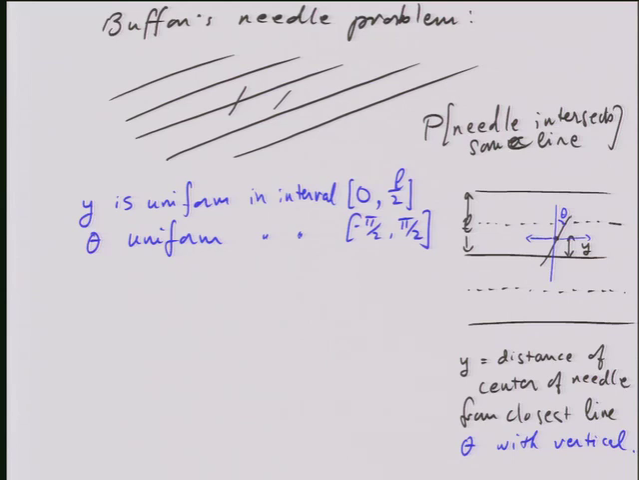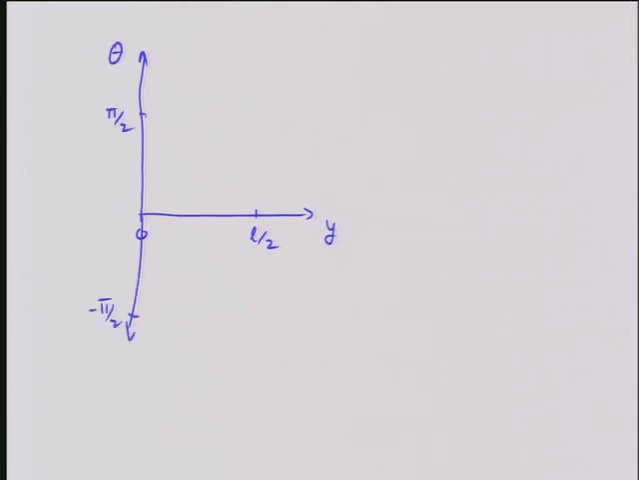Okay, so this is a slight generalization of what we've been looking at so far, right? So what are we saying? To pick where the needle lies, we must pick, first of all, y, which is between 0 and L over 2. And we must also pick theta, which lies between pi over 2 and minus pi over 2. So what we are doing is picking a uniform point in this rectangle. That's what it means to pick where the needle landed and how it was oriented.